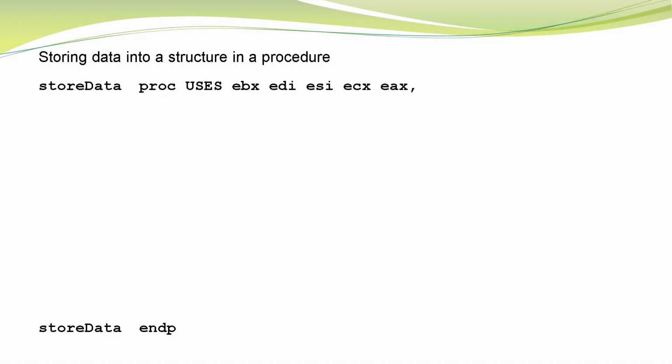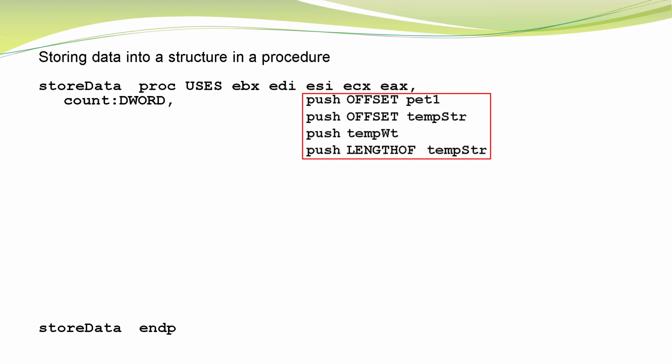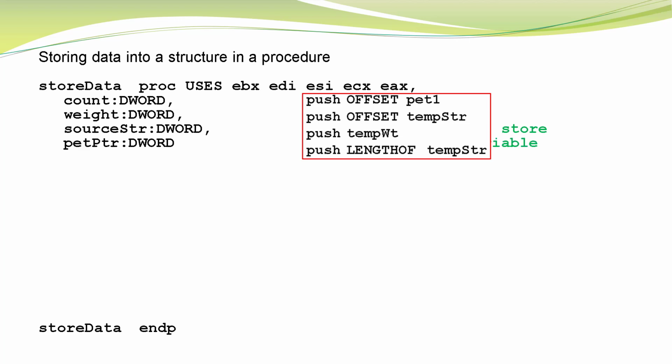So here's my procedure, and on the first line I make sure I use the uses directive so that I can restore my registers at the end of the procedure. Then come the parameters. In the red box is the order that I push the parameters. But in the procedure itself, they have to be in reverse order, which means the length of the string I want to copy into my variable is the first parameter on the stack because it got pushed last. Next is the parameter I'm calling weight, which is actually a copy of the temporary weight variable back in main. The next parameter is a pointer, and it points to the name I want to copy into the variable. Then finally, I've got the pointer to my actual PET1 variable.